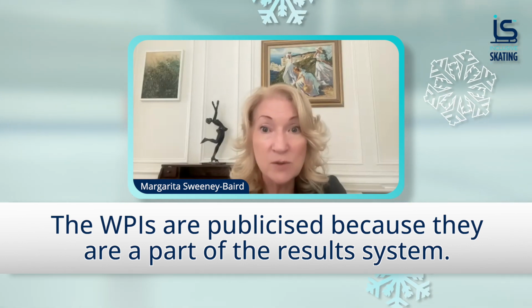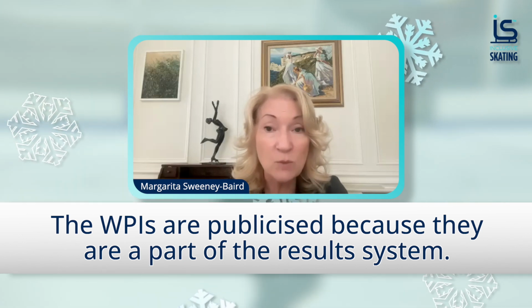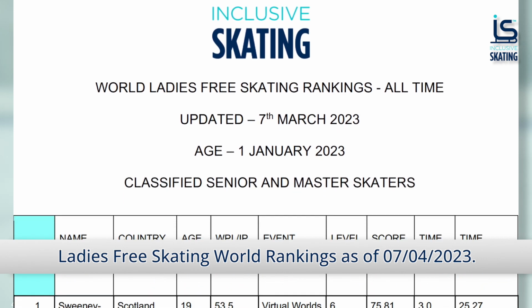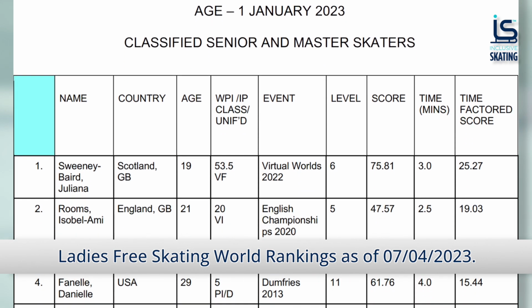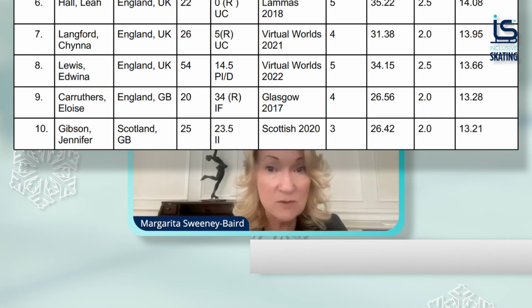The whole person impairment percentage will always have to be disclosed because it's part of the results. So as soon as you add something onto the skating scores, it is public, and the skater will always be making it public that they've got a certain percentage added onto their skating score by having it included in our event. So we're making something public because it's part of the competition result system.